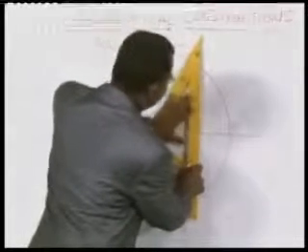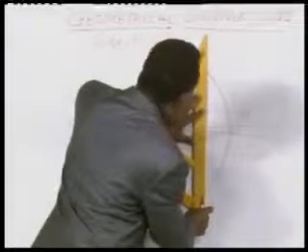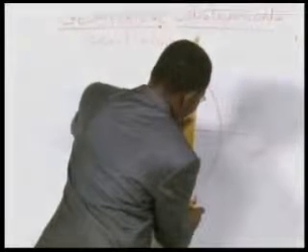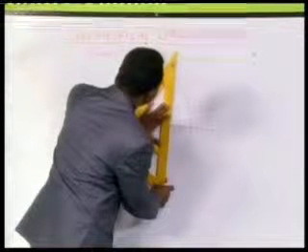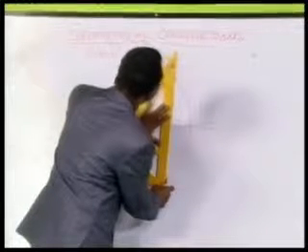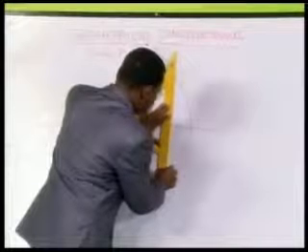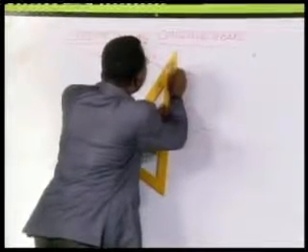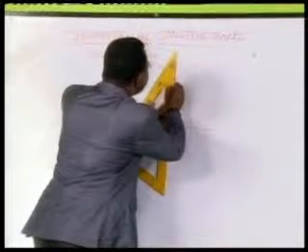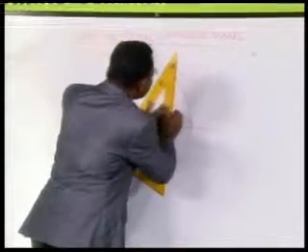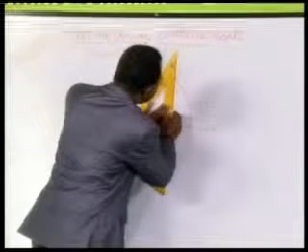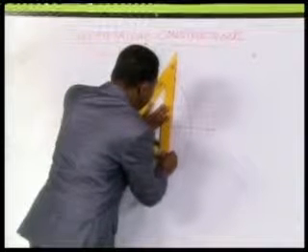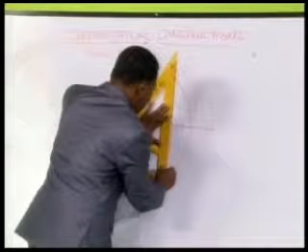Then you place your ruler and be sure that you are exactly at those points where they intersect. Make sure the ruler does not move or shift out of that point. Then you draw a dotted line. That dotted line is what we call the construction line.